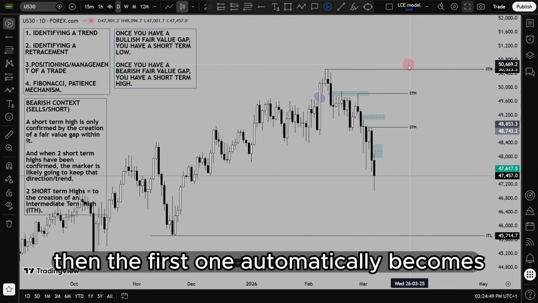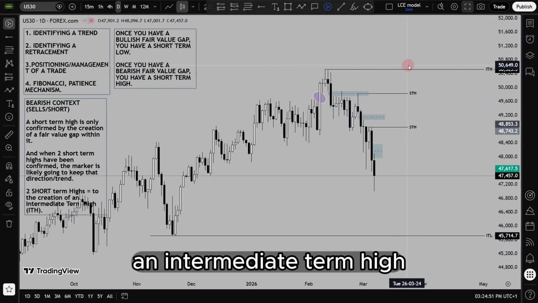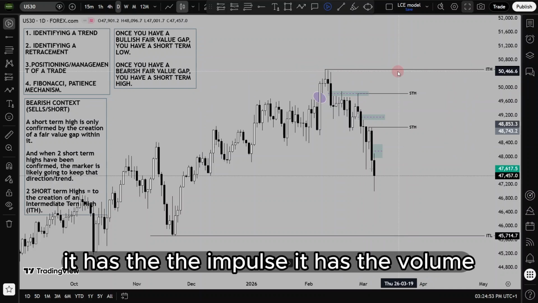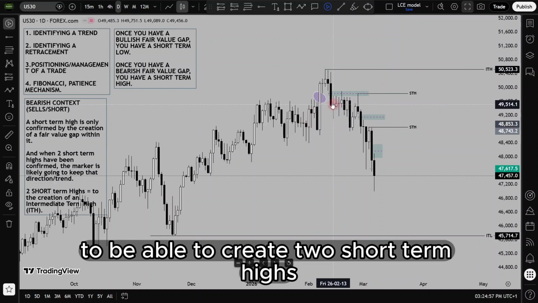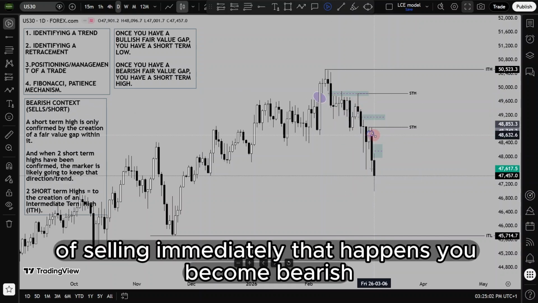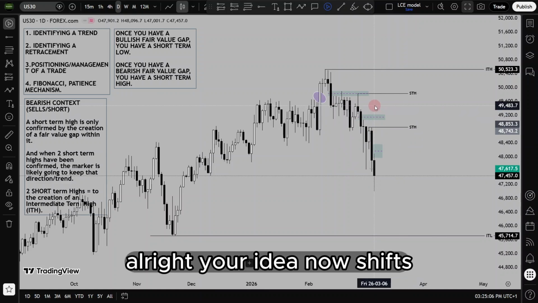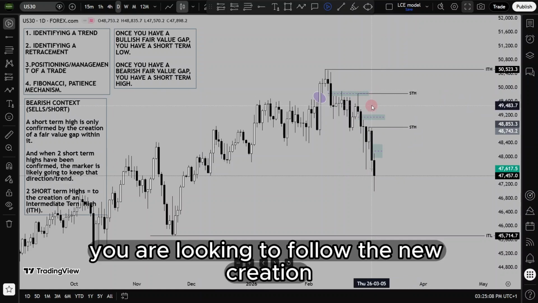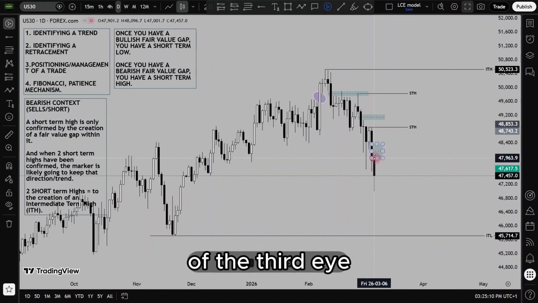Then the first one automatically becomes an intermediate term high because it has the power, it has the impulse, it has the volume to be able to create two short term highs, which means a long period of selling. Immediately that happens, you become bearish. Your idea now shifts. You are looking to follow the new creation of the third term high.